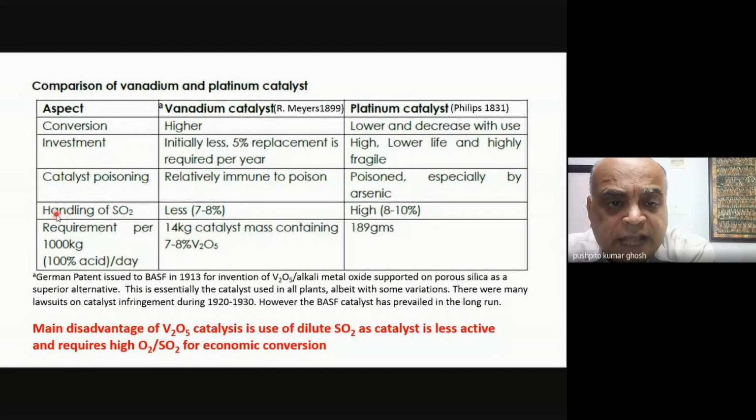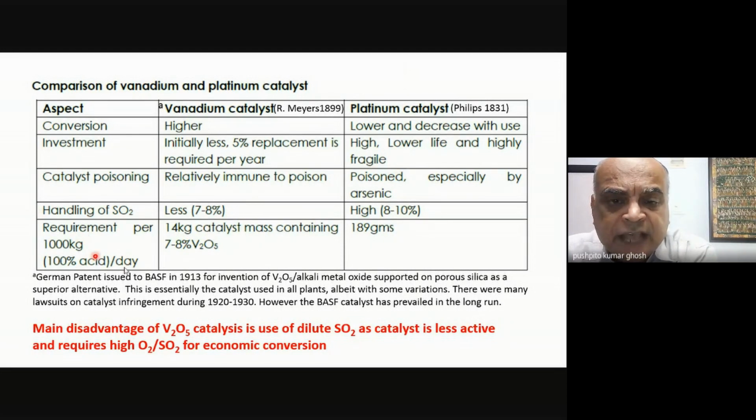Another is the handling of SO2. This is where the platinum catalyst has a maximum advantage, that you can actually take more SO2 in your feed stream compared to vanadium pentoxide. So obviously the throughput of the reaction would tend to be higher when you are using platinum.